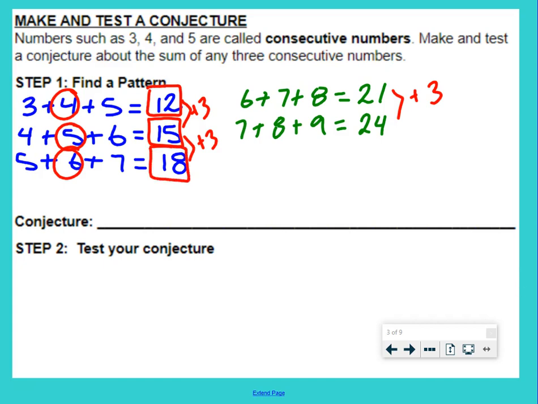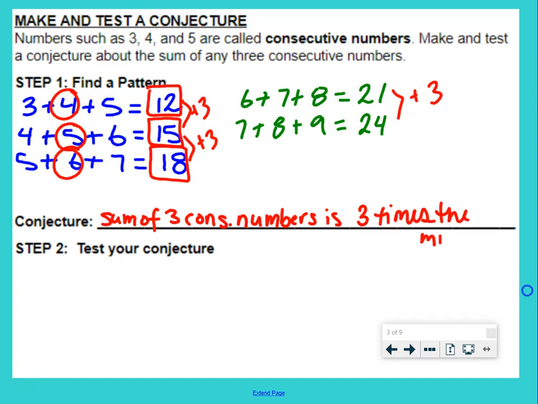So our conjecture would be that the sum of 3 consecutive numbers, and I'm going to abbreviate, is 3 times the middle number.